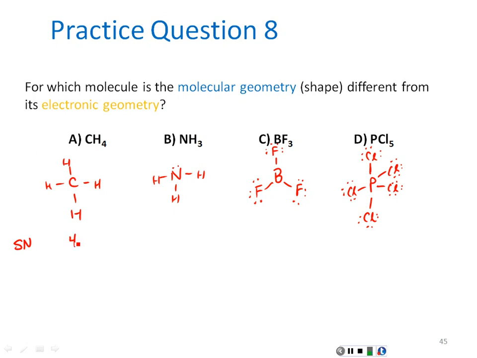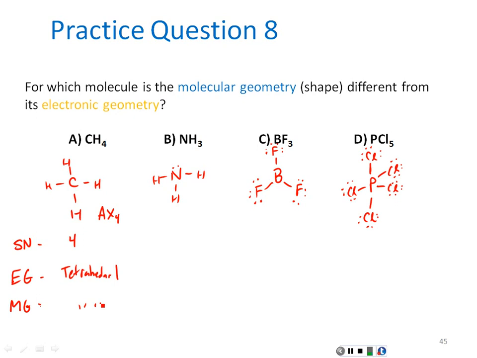So for methane, the steric number is 4. So what is the electron geometry? The steric number is 4, and there are no lone pairs, so that would be tetrahedral. Also, we can write the generic formula for methane, which would be AX4. And if you remember, that would give us a tetrahedral geometry. And the molecular geometry is going to be the same, tetrahedral.